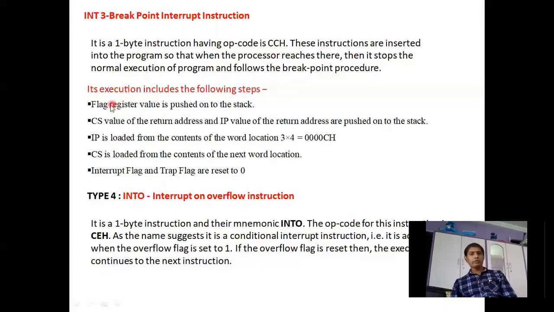Now, for example, if this interrupt occurs, what happens? First, here also the flag register is pushed to stack. CS value and IP return addresses are pushed to stack. These 2 points are common for all the interrupts. Then IP is loaded from the content of the word location 3 into 4. Why 3? Because it's a type 3. Interrupt 3 is a type 3.